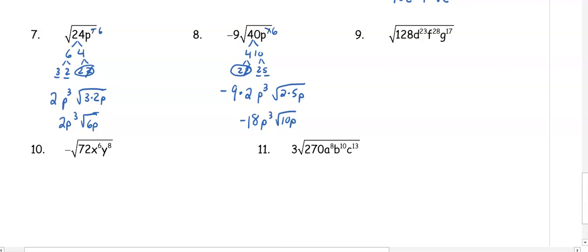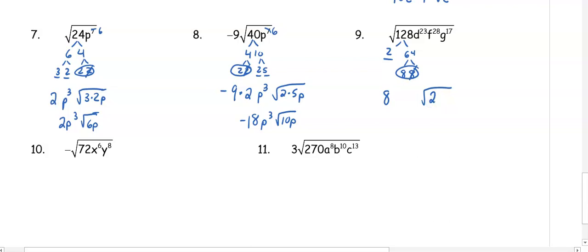Number 9, we have the square root of 128, d to the 23rd, f to the 28th, and g to the 17th. So first we're going to break down 128. So 128 can break down to 2 and 64. 64 can break to 8 and 8. That's our pair. And we have a 2 left under the radical.